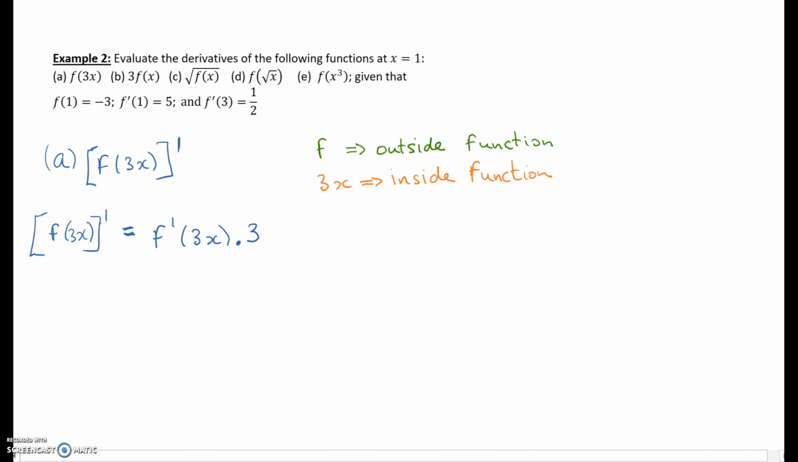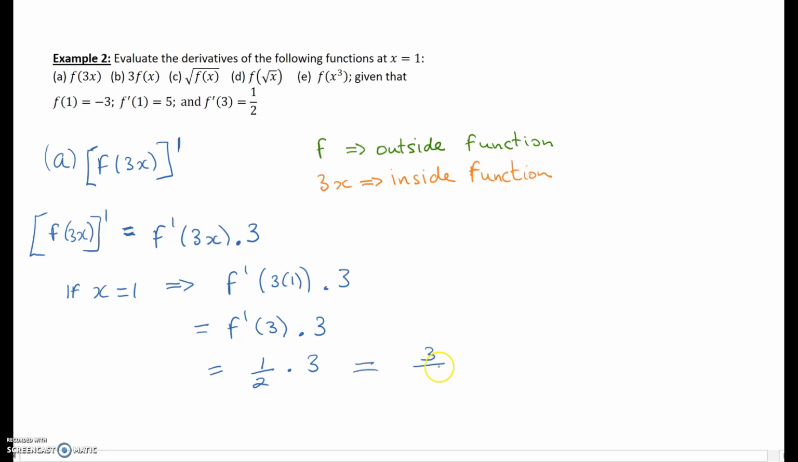3. We want to do this when x is equal to 1. So if x is equal to 1, then we have f prime of 3 times 1, times 3. So that would be f prime of 3 times 3. F prime of 3 is 1/2, and that's coming from the question. So it would be 1/2 times 3, which is 3 over 2. So that's the first part of it done.